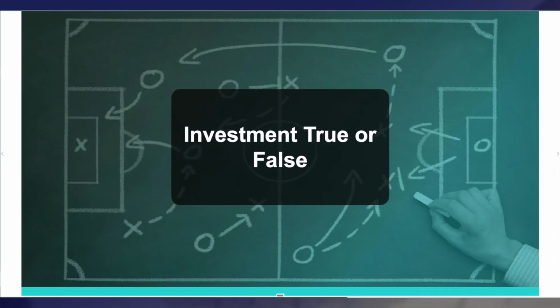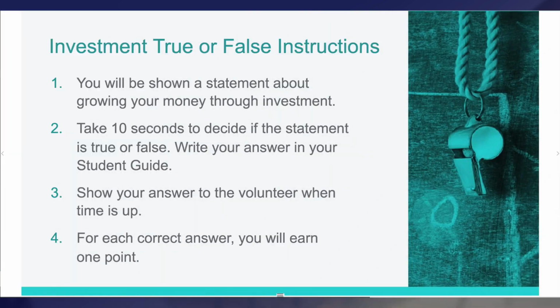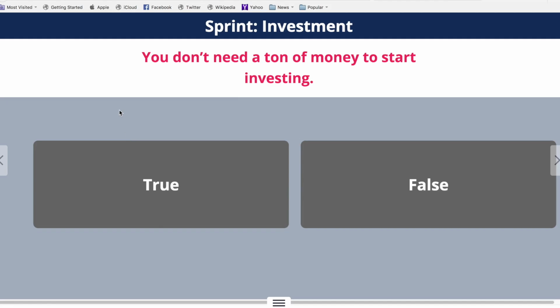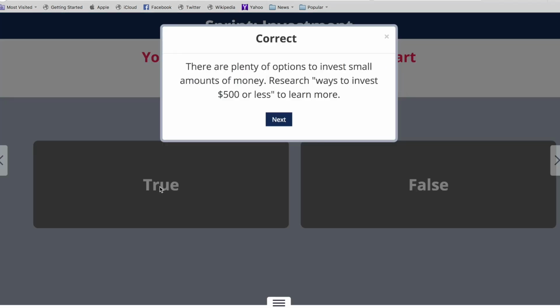A short 5-minute sprint follows the main activity. The sprint allows students to demonstrate their learning by determining if statements about investments are true or false. You'll show a statement about growing money through investment and give students 10 seconds to decide if the statement is true or false. Use the last 5 minutes of class time to emphasize the key points.